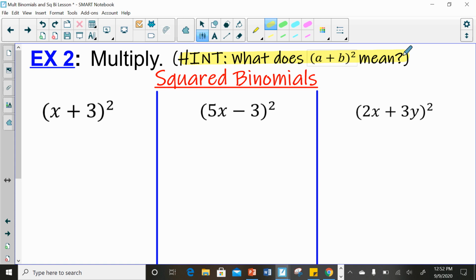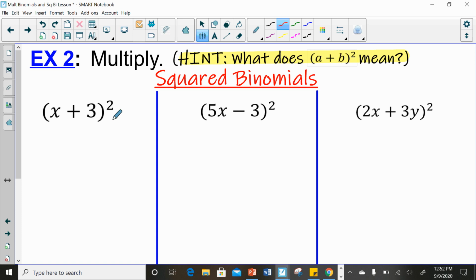You might want to pause the video for a minute, and I want you to think about what the answer to this is. Based upon what we've just done, pause the video, try to multiply this out and see if you get the correct answer. I'll wait for you to pause it.